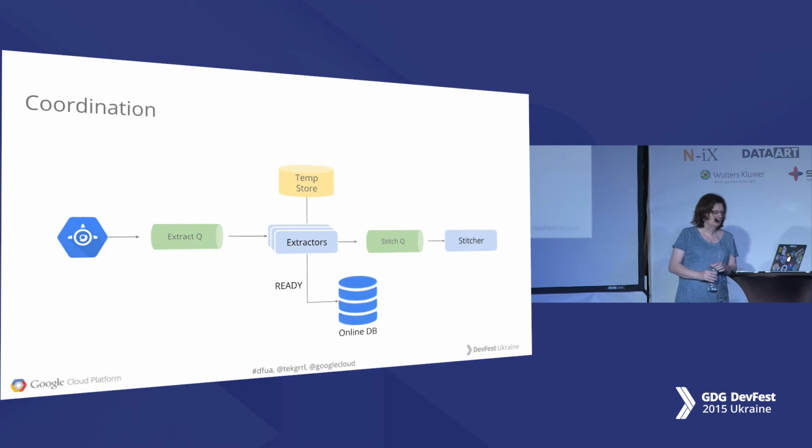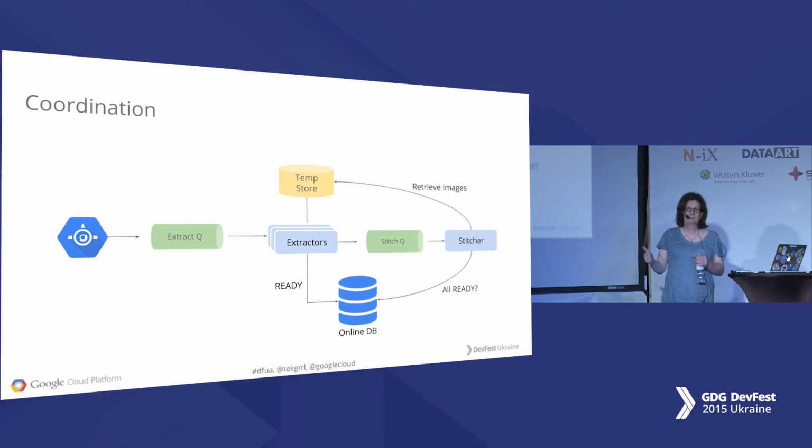So for this, what we can do is, with our extractors, we will extract the frame, store it in temporary storage, and then write a message to an online database. We'll just say, this is the ID of the frame and the image that we're processing, and we're finished, we're ready. And that will then fire off a message to a stitch queue, and the stitcher will wait for the appropriate images to arrive. And it will carry on checking in the online database to see if all of the images are there, all of them. Once all of them are there, it will say, OK, I have all of the images I need. I can now retrieve the images and stitch them together. And so the key here is the online database.